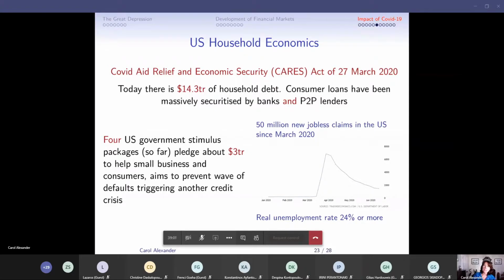The real problem is that there is about $14.3 trillion of household debt. Many different types of consumer loans have been massively securitized by not only banks now, but also, for example, student loans are collateralized into CDOs by peer-to-peer lenders like SoFi. But the jobless claims in the US, 50 million since March, are hitting these particular loans. Although the jobless rate, this graph here, the claims are falling. If you count the unemployment rate without all the revisions that have been made in the last few months, the real unemployment rate is more like 24%, which is higher than it was during the Great Depression.